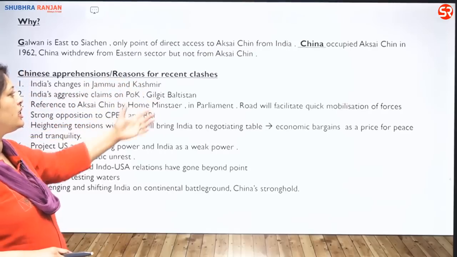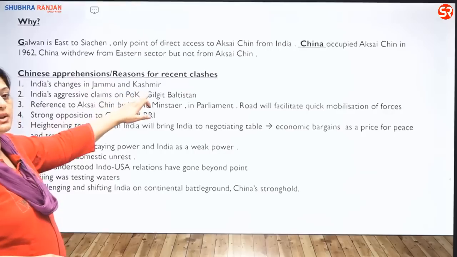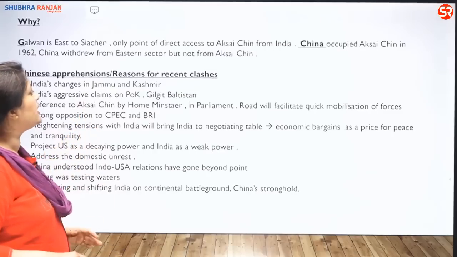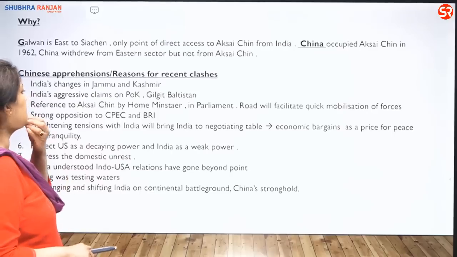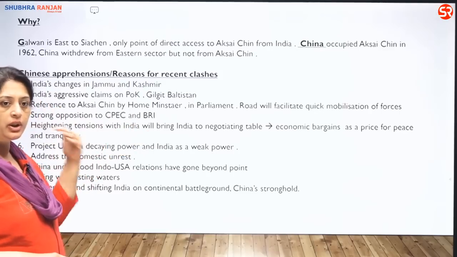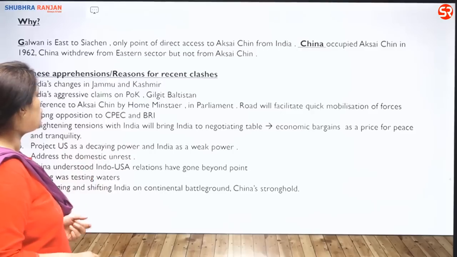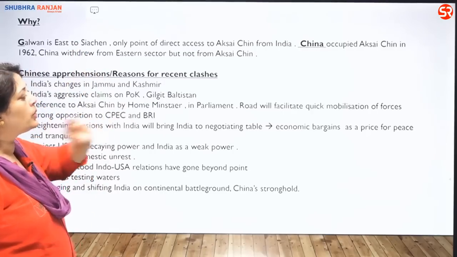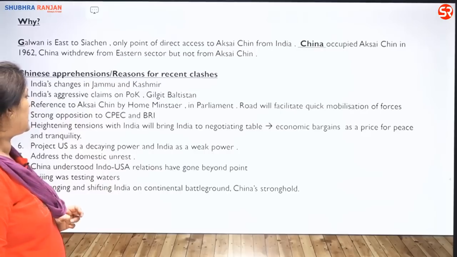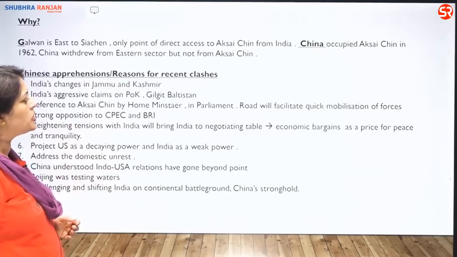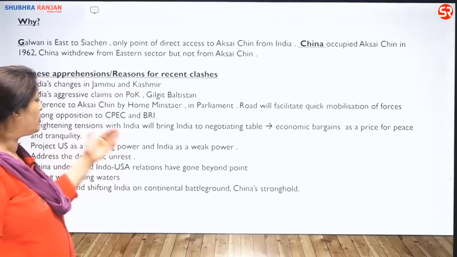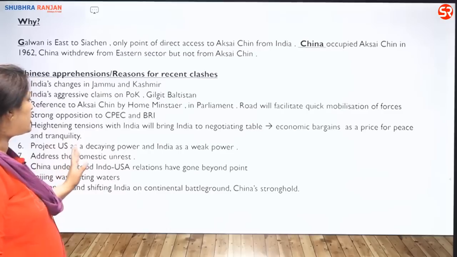Chinese apprehensions or reasons for recent clashes: India's changes in the status of Jammu and Kashmir, India's aggressive claims on PoK and Gilgit-Baltistan, reference to Aksai Chin by the Home Minister, and the road will facilitate quick mobilization of forces. So road building, China's confirmation that India may think about Aksai Chin. So this road is providing quick mobilization to Indian forces, strong opposition to CPEC and BRI in India, heightening tensions with India. They thought it will bring India to the negotiating table for economic bargains as a price for peace and tranquility, to project US as a decaying power and India as a weak power, and to address domestic unrest.